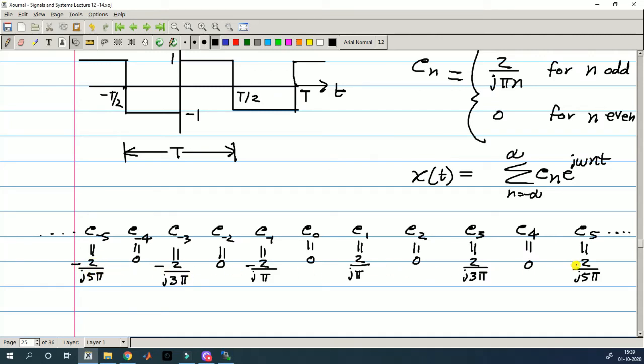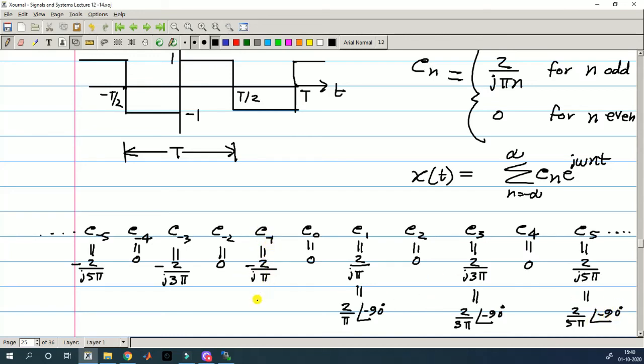Now these are complex numbers in general, so we can write these numbers in terms of their magnitudes and angles. For example, C1 has a magnitude of 2 by pi with angle of 1 over j, that means minus 90 degree. Then C3 is equal to 2 by 3 pi with angle minus 90 degree again, and C5 is equal to 2 by 5 pi with angle minus 90 degree.